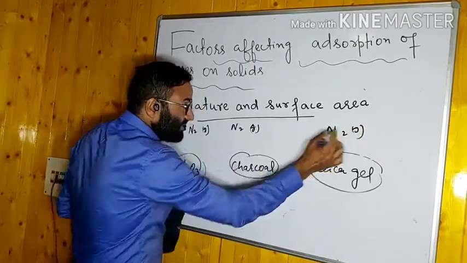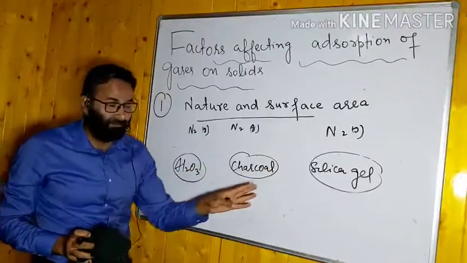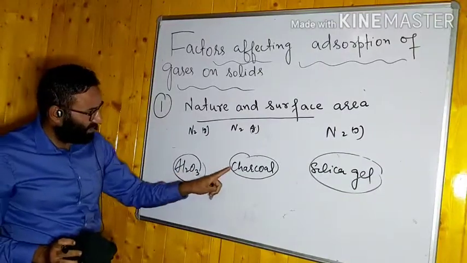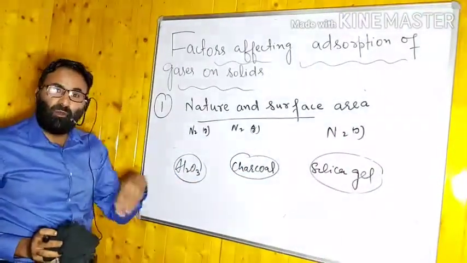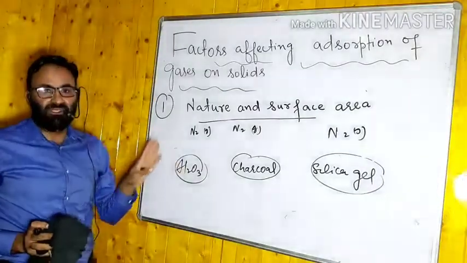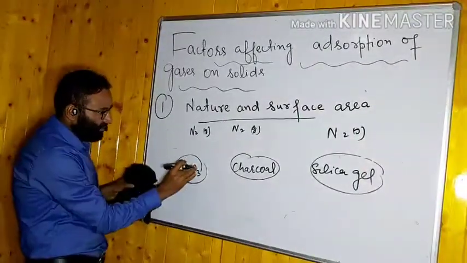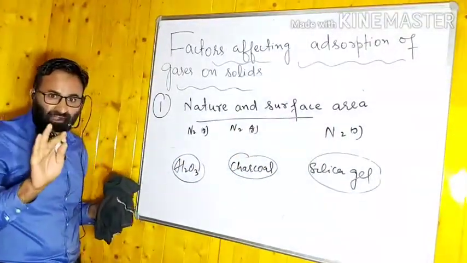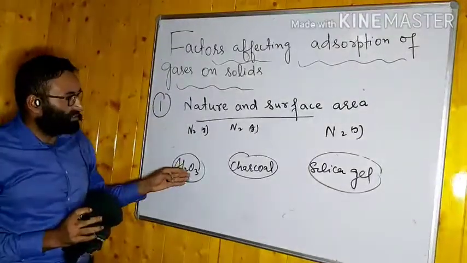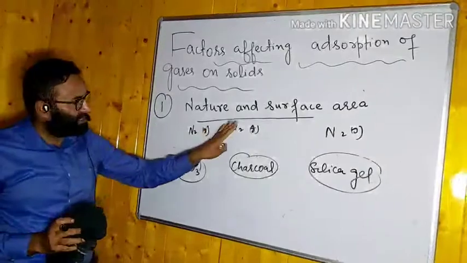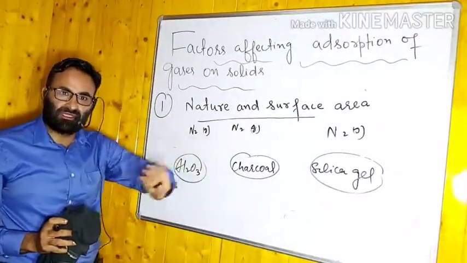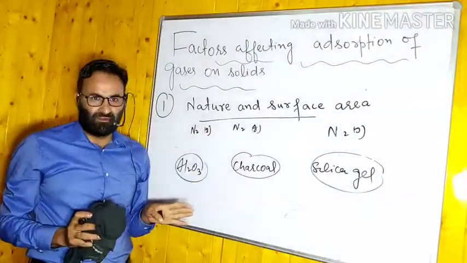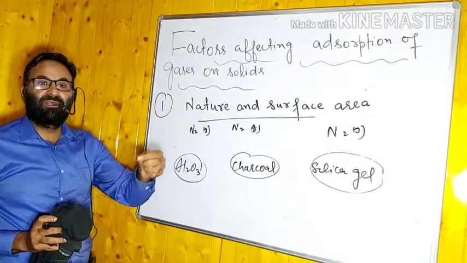Let us take the situation: if adsorption does not depend upon the nature of adsorbent, what should happen? The adsorption rate will be the same. As much nitrogen gets adsorbed here, the same should be adsorbed here and here. But experimentally it has been observed that adsorption rates are different. Although the gas, nitrogen, is the same, the adsorption rates are different. It is clear from this activity that adsorption depends upon the nature of adsorbent.